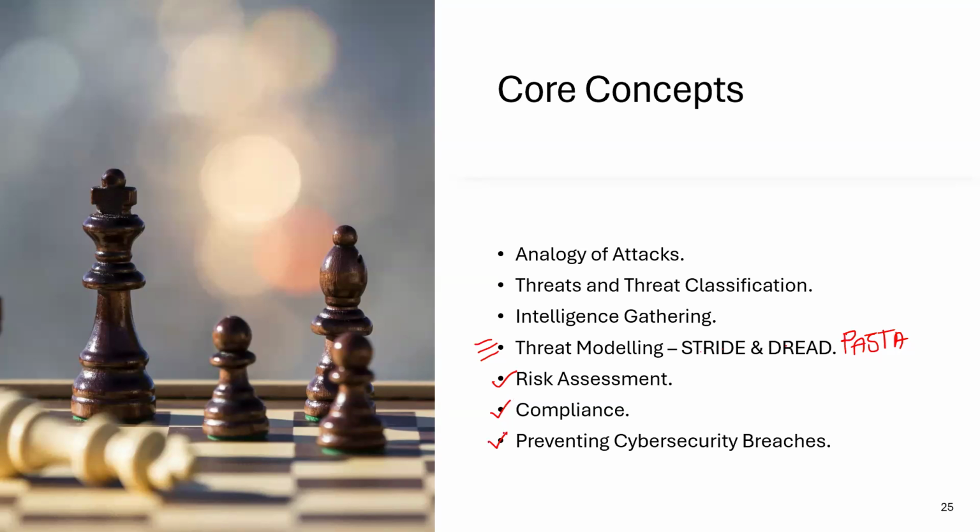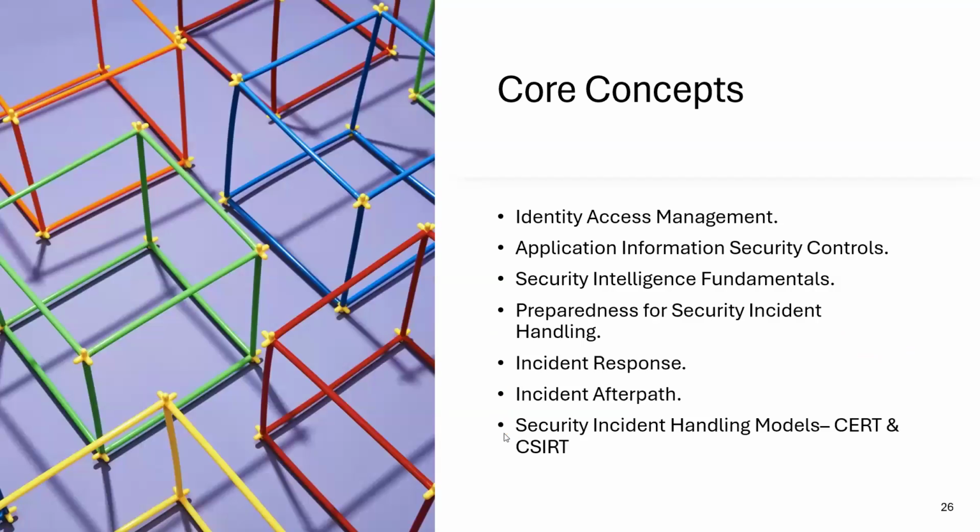So in order for us to prevent a breach in cyber security, what are the things that we should safeguard, what are the things that we should do beforehand. These are the kinds of concepts that we will be learning in this course. And also identity access management, so basically who is given the access and how much control is given. And also application information security, so security that is related to the applications. And what the security intelligence fundamentals are. And the preparedness for security incident handling.